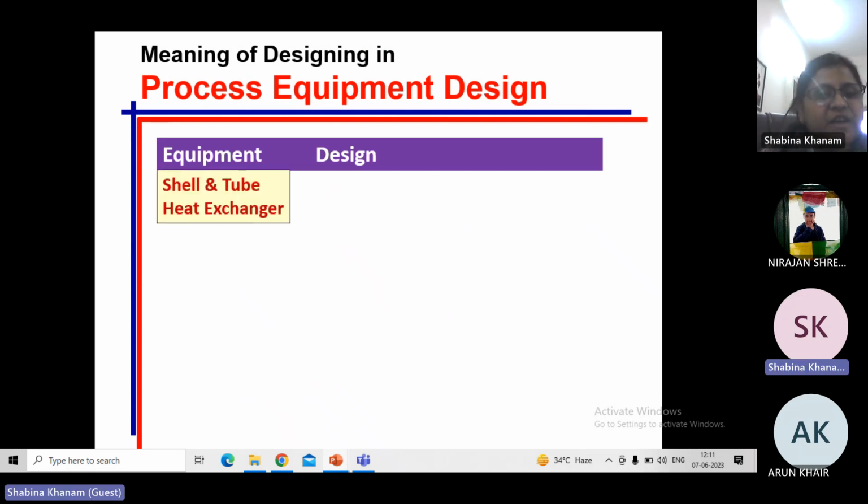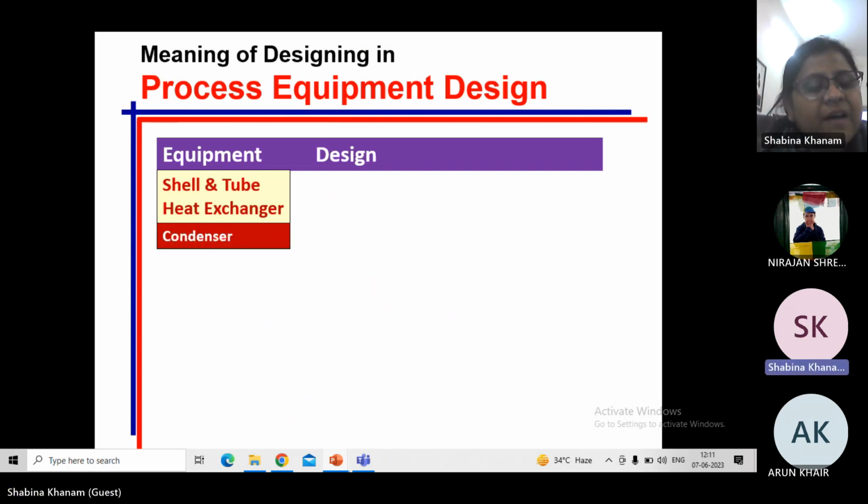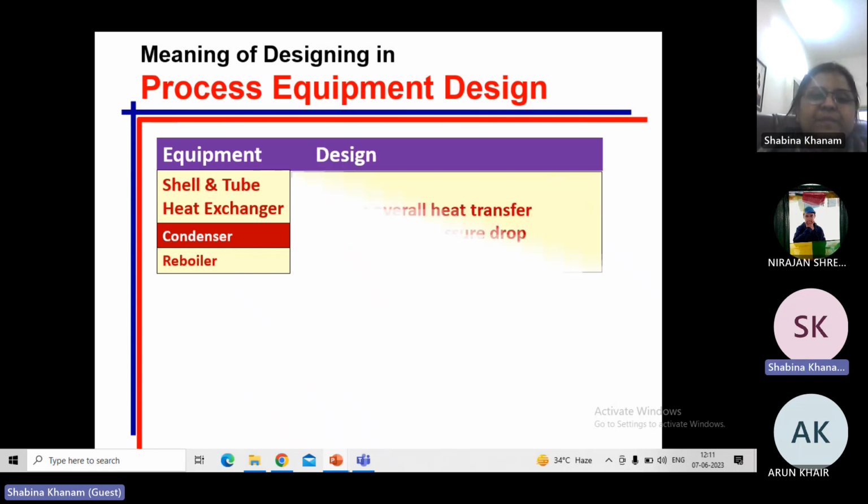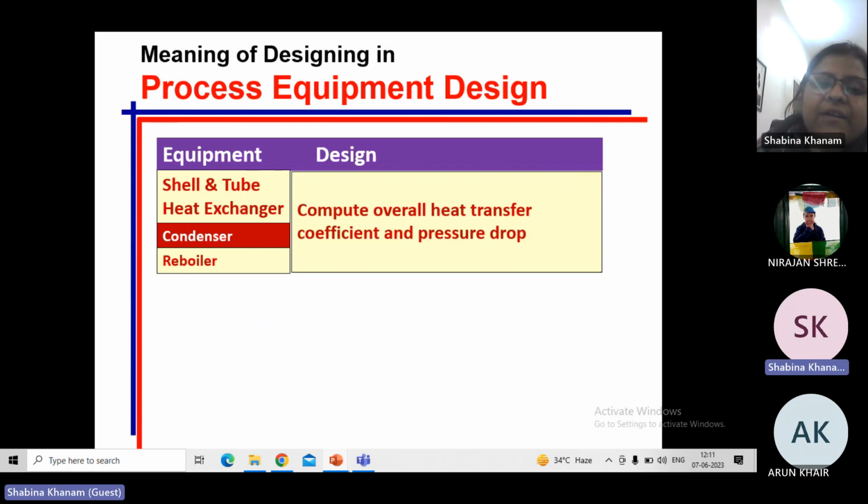So here I'm having the equipment. The first one is the chilling heat exchanger. We have the condenser, the boilers. All these are heat exchangers. The meaning of designing over here is to calculate the total heat transfer coefficient and pressure drop. And once you calculate the overall heat transfer coefficient and pressure drop and bring it to the feasible range, you already fix the dimension.